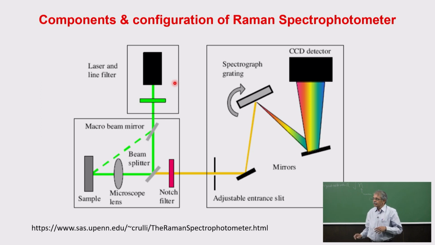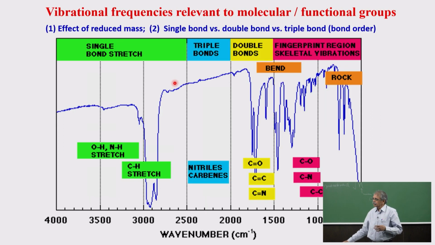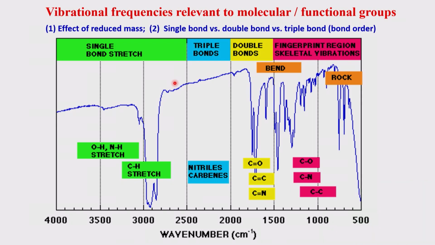So we have looked at some basic parameters of the spectrometer. Now let us move one level next. We are talking about the vibrational frequencies, and we also talked about the fingerprint. We also talked about how the functional groups can be identified. So please look at this particular slide, and these frequencies are dependent on what?